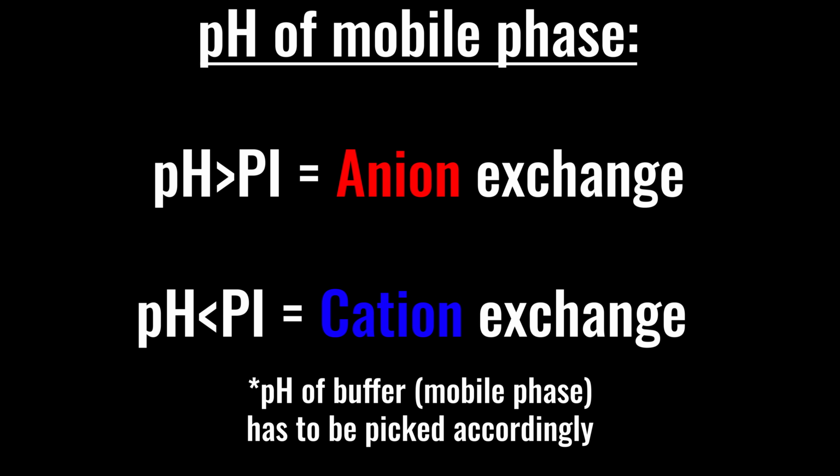And ion exchange chromatography has a buffer because it needs to maintain that specific pH throughout the entire separation process. And it definitely is a lot of trial and error to find what pH you need for your mobile phase. Now, let's see a visual of how this actually works.